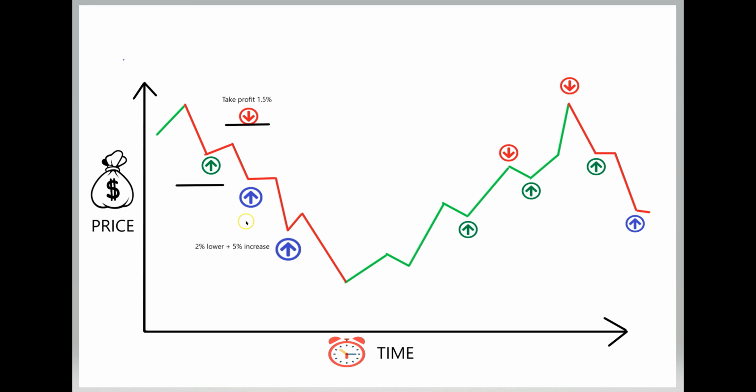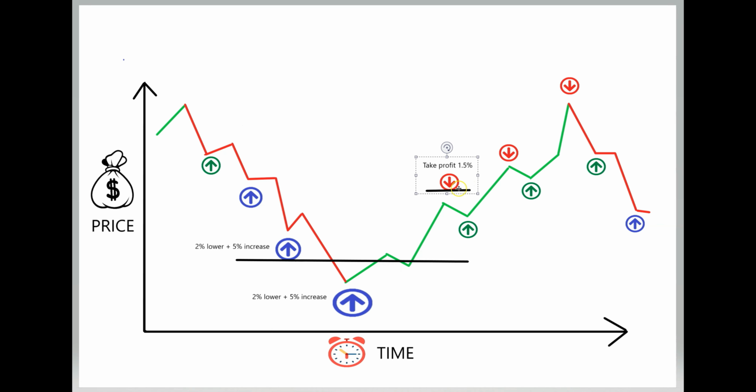All right. So now let's say we again hit this safety order. Automatically, of course, it will create another safety order 2% lower, and with an increase of 5%. So this one is going to be slightly bigger again. So now let's redraw our base price again, because our base price now must be somewhere around here. All right. And our take profit must be somewhere around here.